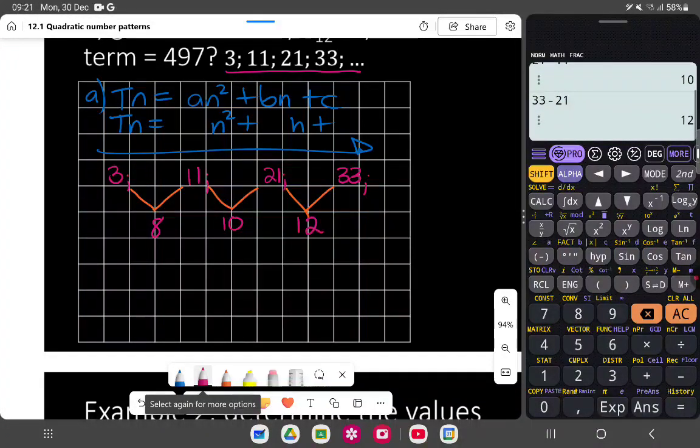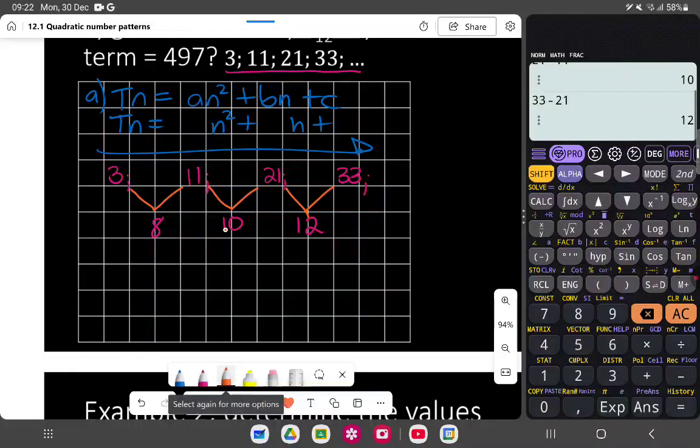By the way, the calculator on your screen has exactly the same functionality as your Casio 991. So the reason why I have it on the screen is I need you to be able to use your calculator correctly as well. Now that we have our first difference, let's go ahead and do our second difference.